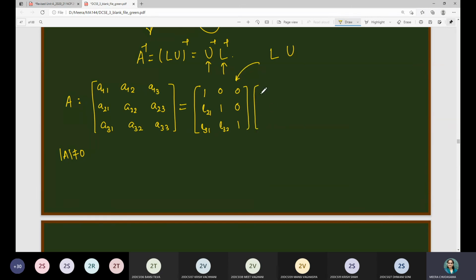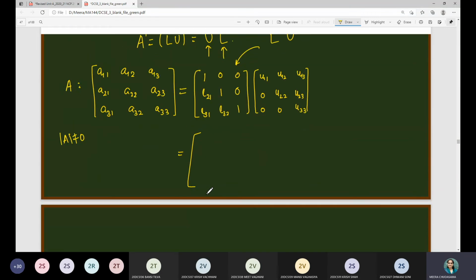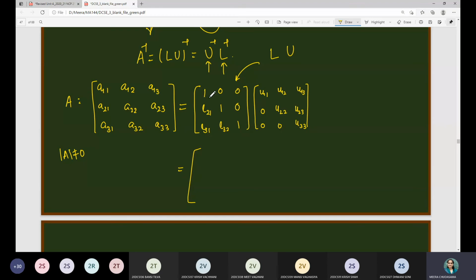Let us now write down U, it is U11, U22, U33. It is an upper triangular matrix, therefore these entries will be 0. And the rest of the entries will be U12, U13, and here it will be U23. Right? If this is correct, then both of them are of order 3 cross 3, therefore I can easily multiply them. When you multiply, the first row times the columns gives U11, then U12 only, and the third one will be U13.